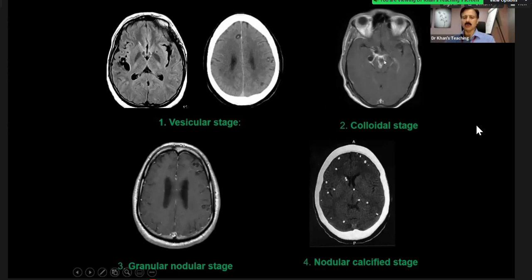Colloidal, always give contrast and it will enhance. Now, enhancement is very minimal in the granular stage, so nobody is going to ask you this stage. Of course, calcified can be asked because of calcification. So the examiner can simply show you this on a SWI sequence, and you will be saying, oh, is this micro hemorrhages? And actually it will be small calcifications.